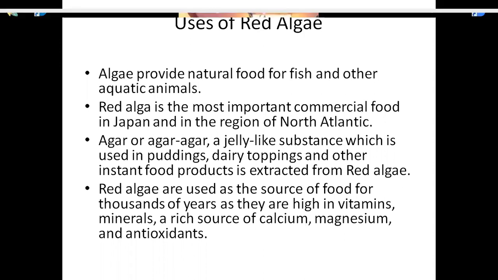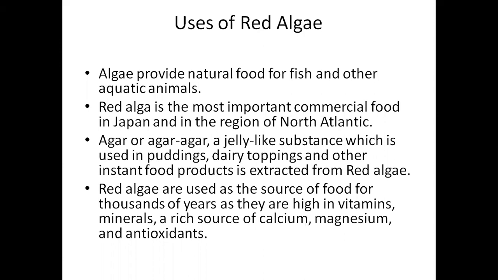Coming to the next point, phycocolloids are extracted from the red algae for commercial use. The phycocolloids are agar, carrageenan, and furcellaran. Agar is obtained from Gelidium and is used in puddings, dairy toppings, and other instant food products. Red algae have been used as a source of vitamins for thousands of years. In fact, it is a very rich source of calcium, magnesium, and antioxidants.